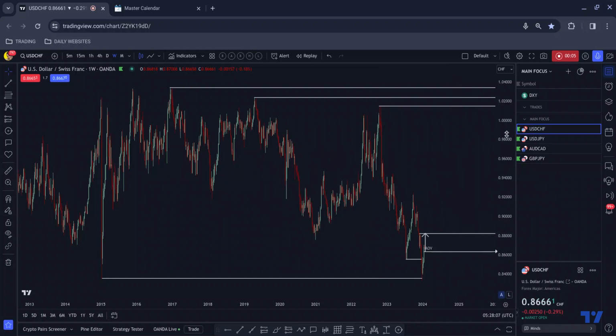So today I have four pairs on watch and those are dollar Swiss, dollar yen, Aussie CAD and pound yen. So I'm going to start with my favorite of the bunch and break down dollar Swiss for you.